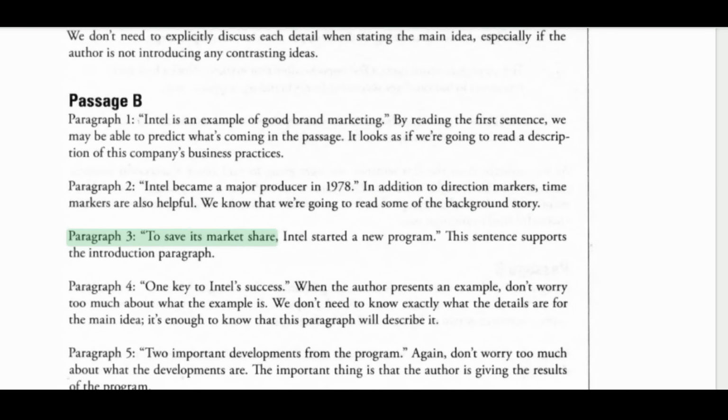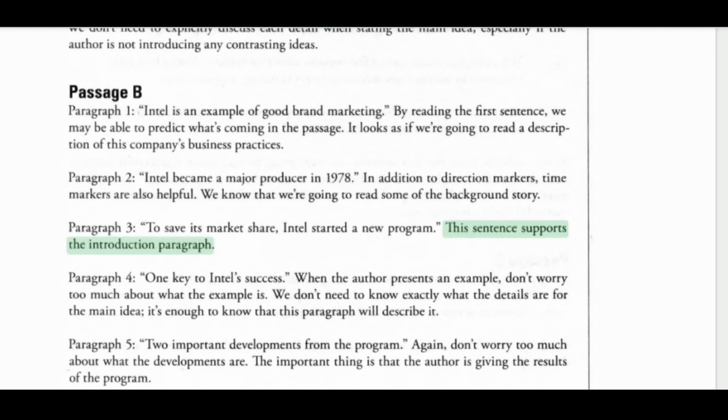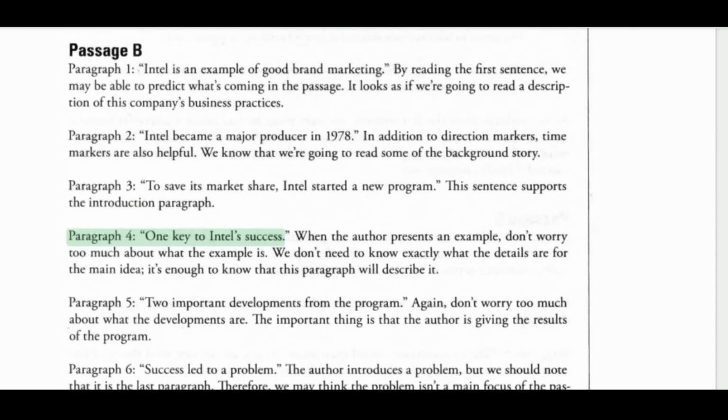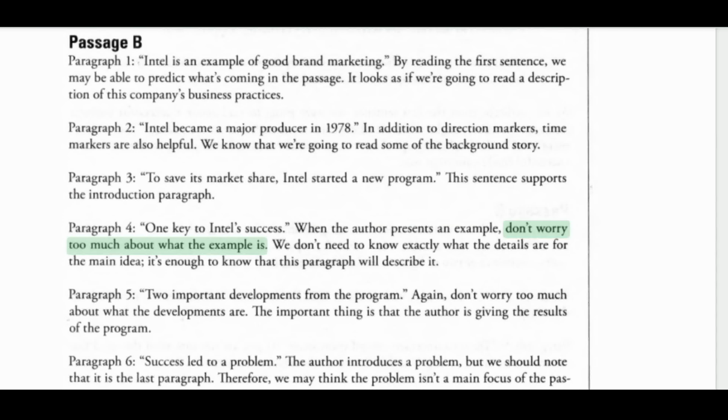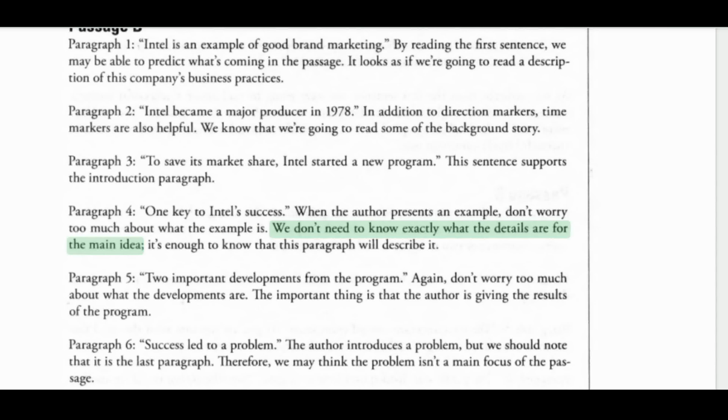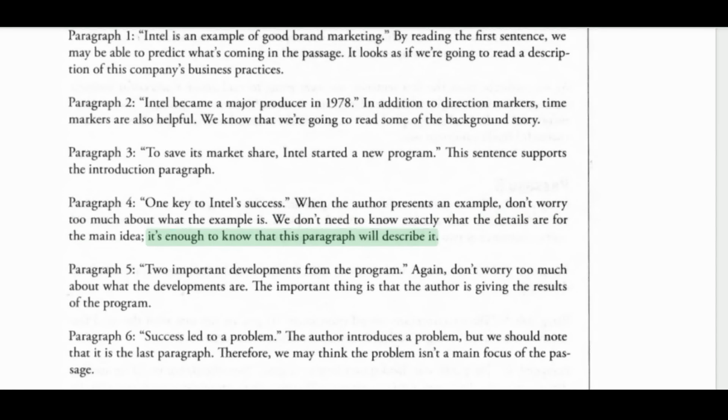Paragraph 3. To save its market share, Intel started a new program. This sentence supports the introduction paragraph. Paragraph 4. One key to Intel's success. When the author presents an example, don't worry too much about what the example is. We don't need to know exactly what the details are for the main idea. It's enough to know that this paragraph will describe it.